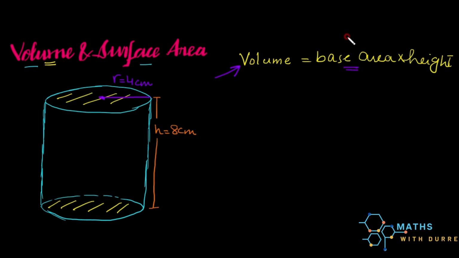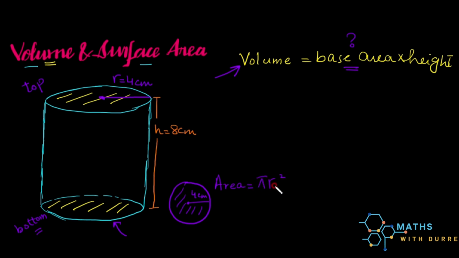Base area means what? Base area means area of a base shape. Here is a base shape. This base shape is a circle. Yes, as you know, top and bottom, both shapes are same. So its radius must be same. It is 4 centimeter. How can we calculate its area? Area of a circle is pi r square. R is 4. Just multiply. 4 square is 16. 16 pi centimeter square.